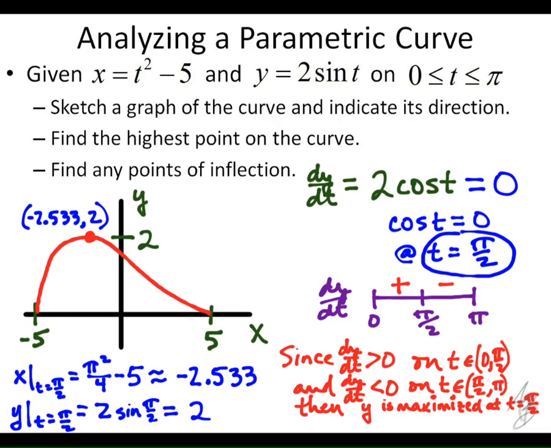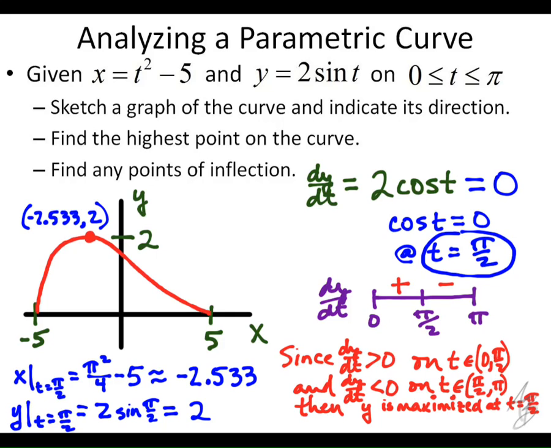Now, before we go to the point of inflection, I want to talk about this real quick. We found the highest point on the curve here. We could have done the same thing to find the lowest point on the curve, right? Except to do that, we would find the minimum instead of the maximum on y. What if I asked you to find the point that's furthest to the right? Or the point that's furthest to the left? Instead of doing this with y, what would I do? Do it with x. Since I want to find the point that's furthest to the right, then I would find the maximum x value. If I want to find the point that's furthest to the left, I would find the minimum x value.